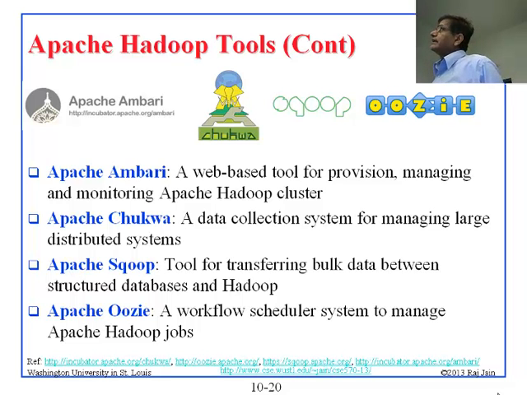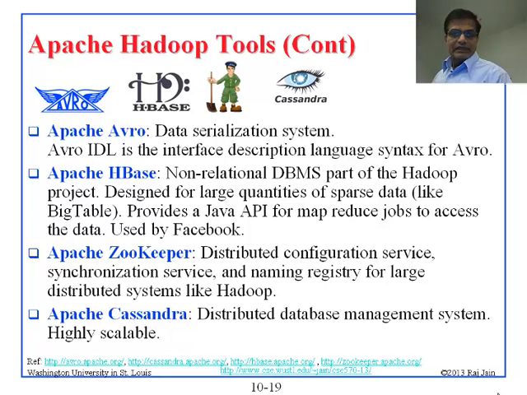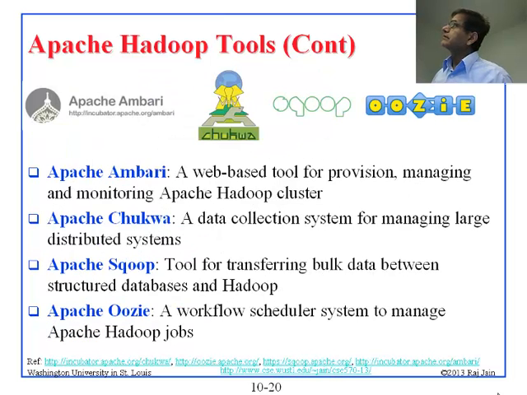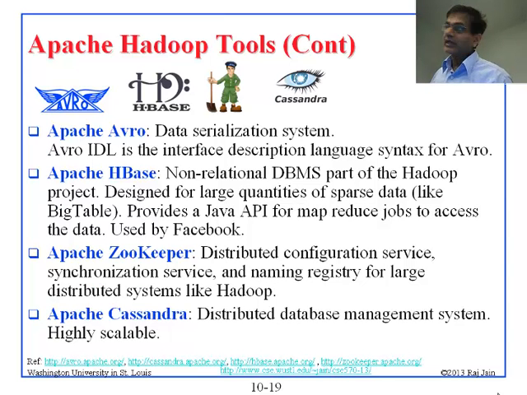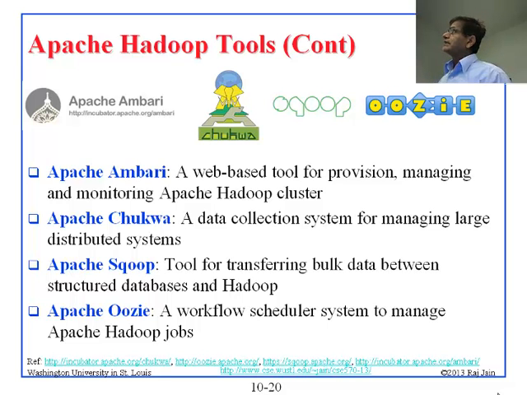Ambari is a web-based tool for provisioning, managing, and monitoring Apache Hadoop clusters. So this Ambari looks like, I was just thinking there is some overlap between Zookeeper and Ambari. This doesn't say distributed, so maybe this is for small clusters, whereas Zookeeper is for distributed clusters, large clusters. Chukwa is a collection system.